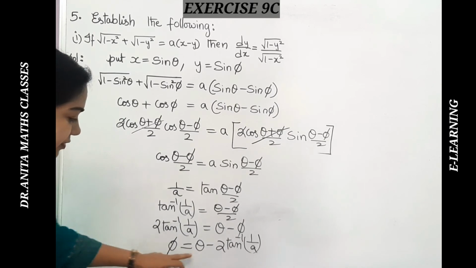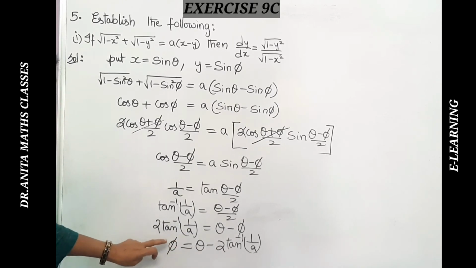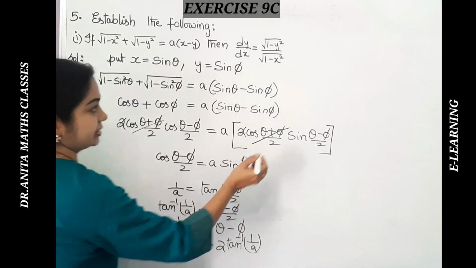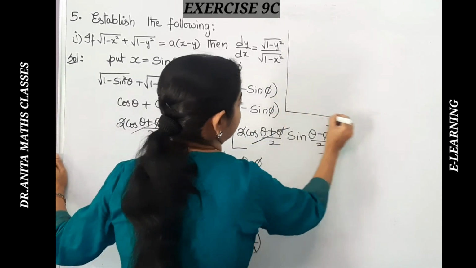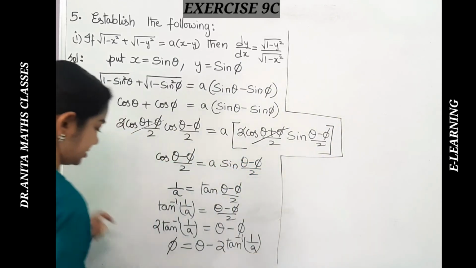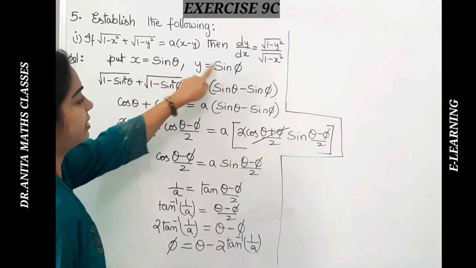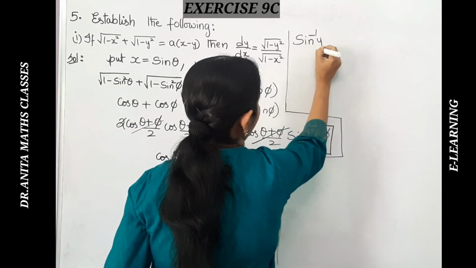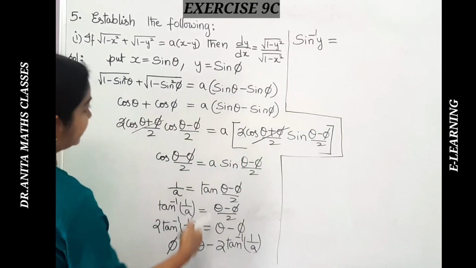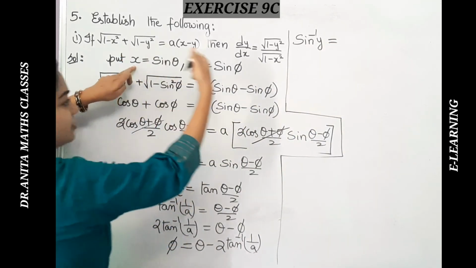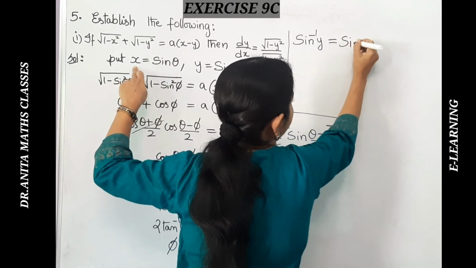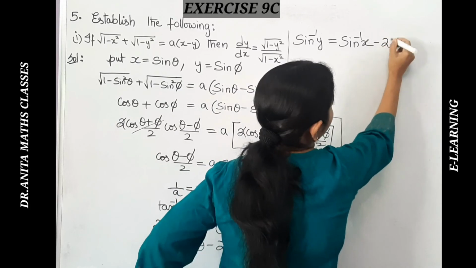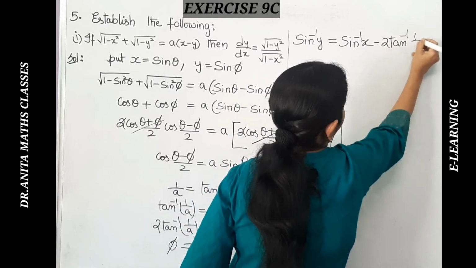Now what we will do is write what our theta and phi values are. Phi is sine inverse y, so we will write sine inverse of y equals, and theta is sine inverse of x, sine inverse of x, minus 2 tan inverse of 1 upon a.